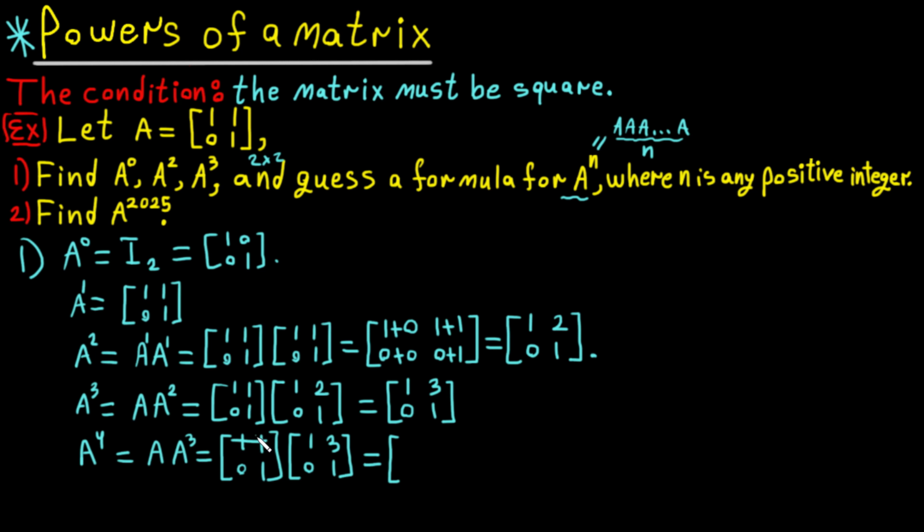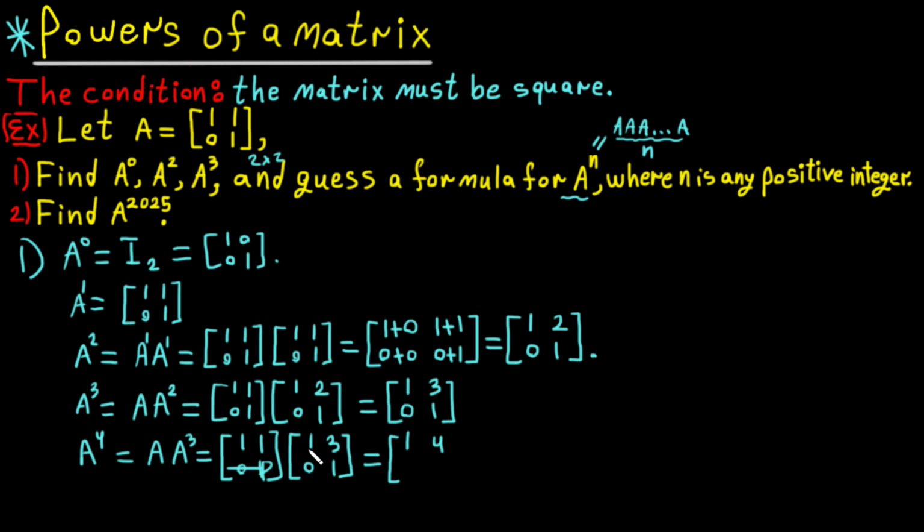So this row by this column. So 1 multiplied by 1 plus 1 multiplied by 0. So 1 multiplied by 1, which is 1, plus 1 multiplied by 0, which is 0. Then the answer is going to be 1. Now this row by this column. So 1 multiplied by 3, which is 3, plus 1 multiplied by 1, which is 1. So 3 plus 1, which is 4.